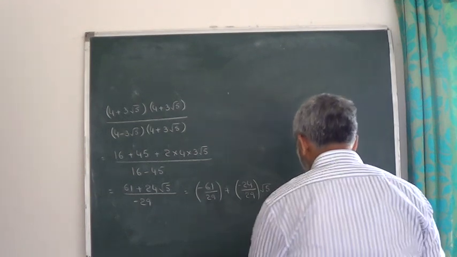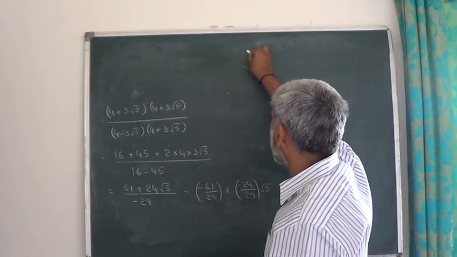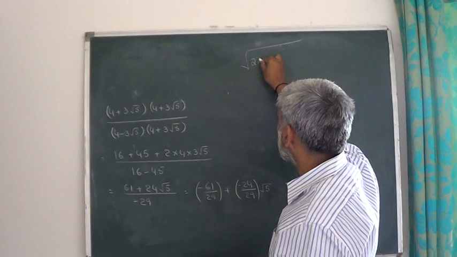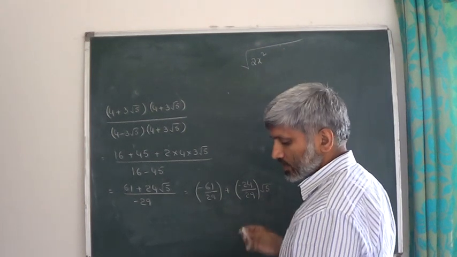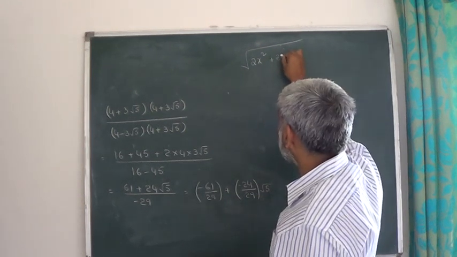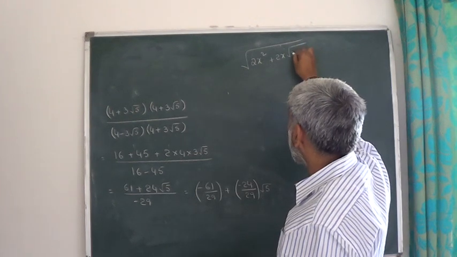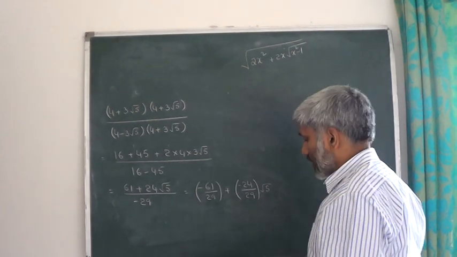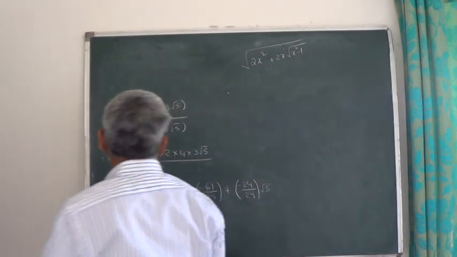So this is the next question. He is asking square root of 2x square minus 1 plus 2x into square root of x square minus 1. That square root we have to find out.